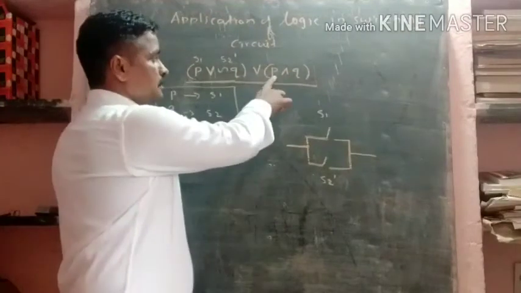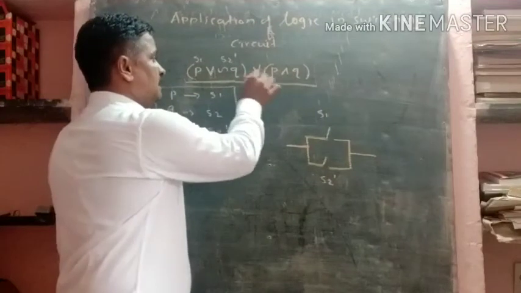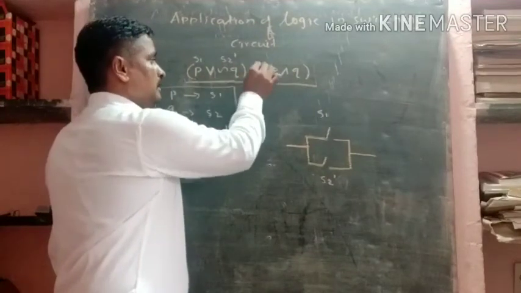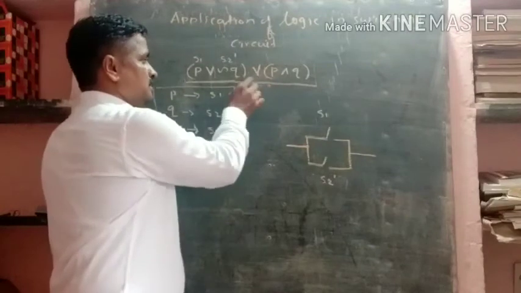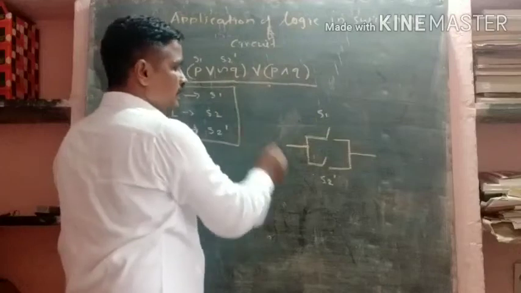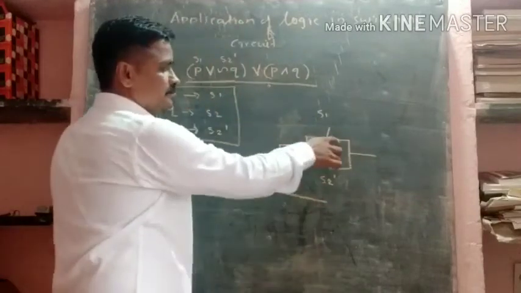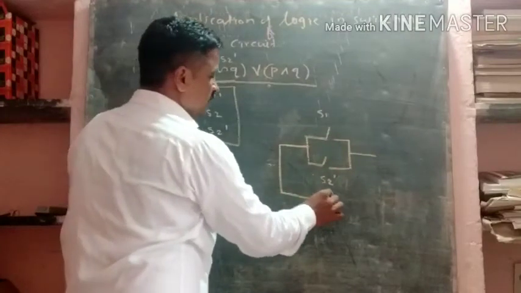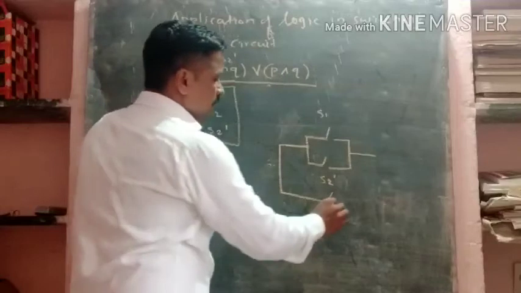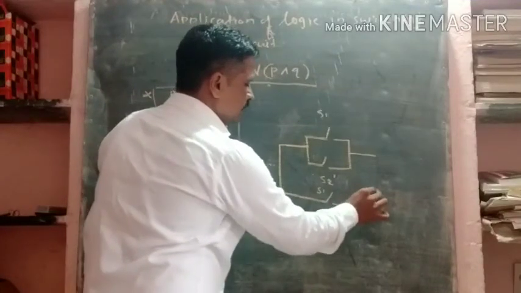Again, secondly consider P conjunction with Q. This bracket is connected with this statement in a parallel way. So P conjunction Q is connected in a parallel way. That means we have to construct a parallel line to this statement. What is the next statement? That is P conjunction Q. P is S1 and Q is S2. So it is S1 and it is S2.